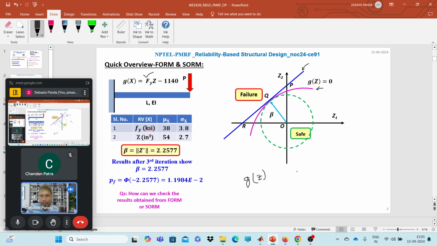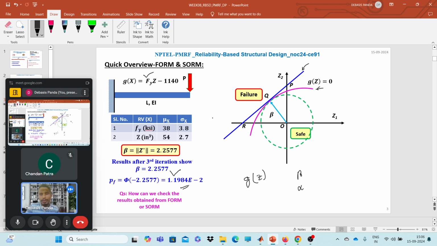How we proceed: we start with some initial beta and initial direction cosines, then we continue the iteration until convergence is achieved. For this example, we have already solved this cantilever beam problem, where in the limit state we have two random variables, fy and z, and after the third iteration we get the beta value as 2.2577, and corresponding pf we have calculated. Further we can improve this result by incorporating the second order reliability method. We have already seen the Breitung approximation and the Tvedt approximation, where the information about the curvature is incorporated into the FORM result, and the result becomes more accurate.